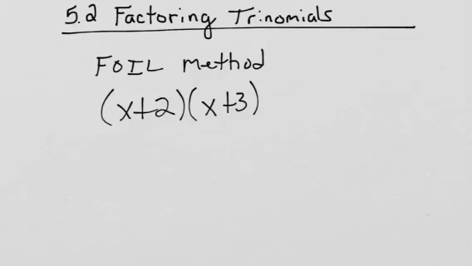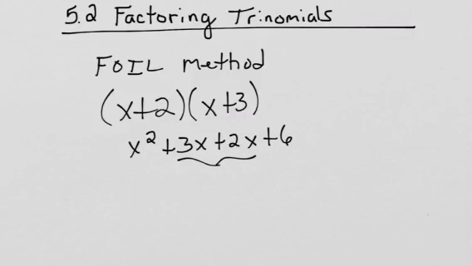Well, to multiply that, it's first, so x times x is x squared. And then outer, x times 3 is plus 3x. Inner, 2 times x is plus 2x. And then last is plus 2 times 3, which is 6. And then we can combine those middle terms, and we get x squared plus 5x plus 6.